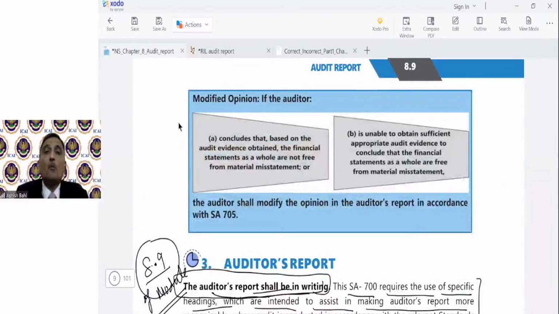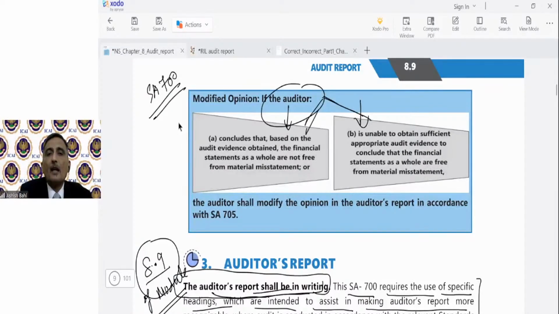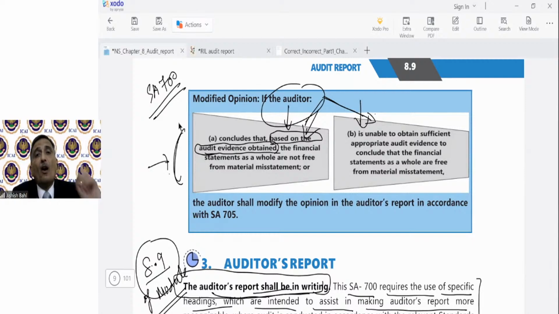But in what case does he express a modified opinion? SA 700 says that the auditor will express a modified opinion in these two circumstances. Now, what are those two circumstances? These circumstances are if he concludes, based on audit evidence obtained, and this is very important, he has obtained audit evidence on the basis of which he is concluding that the financial statements as a whole are not free from material misstatements. Number one, he obtains audit evidence. Number two, he concludes on the basis of that audit evidence that the financial statements are not free from material misstatements.